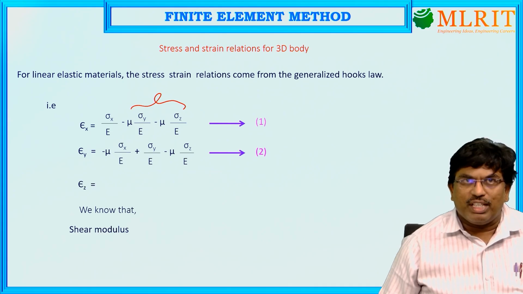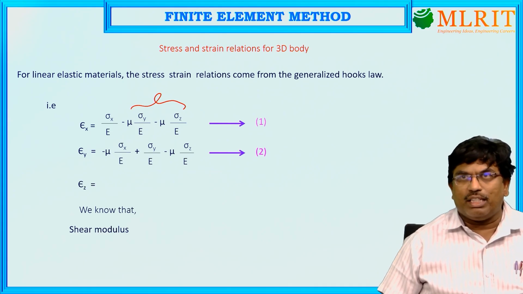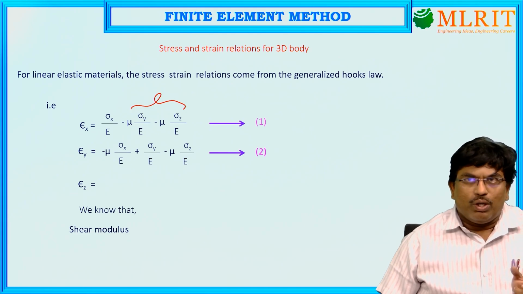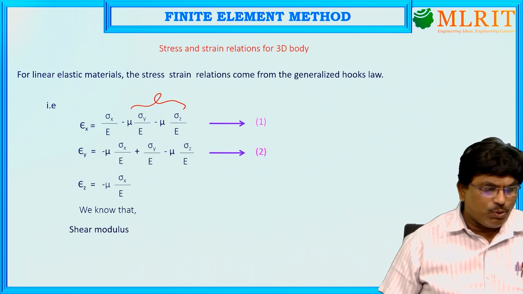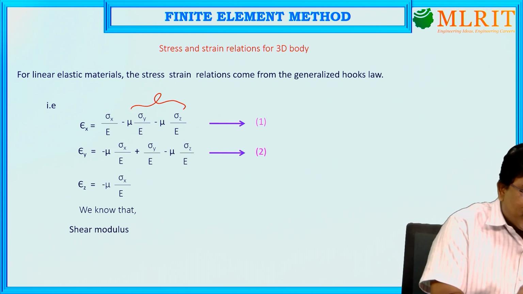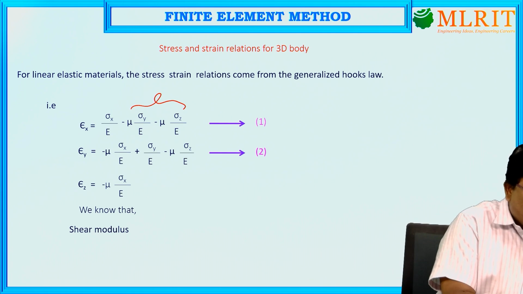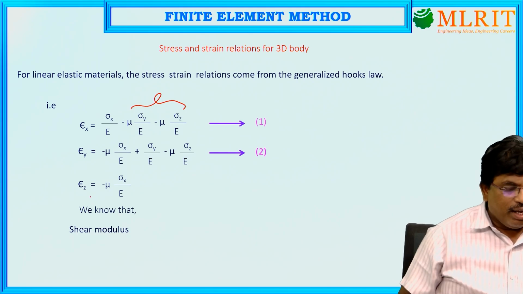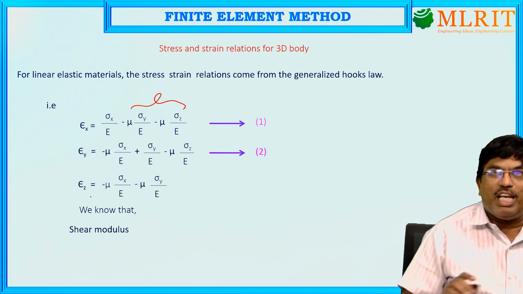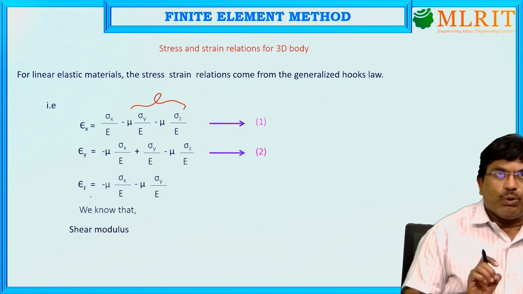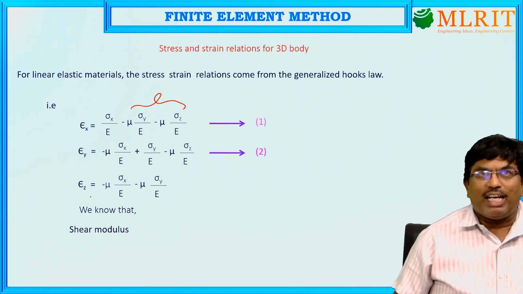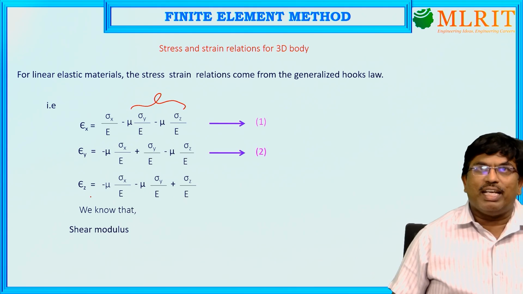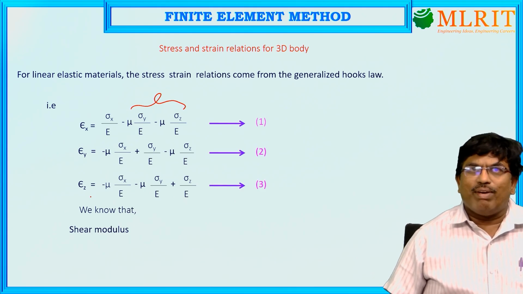Similarly, epsilon z is the strain acting in the z direction. It also contains two lateral strains and one longitudinal strain. The first is minus mu into sigma x by E, a lateral strain due to the load acting in the x direction but the strain acting in the z direction. The next is minus mu into sigma y by E, also a lateral strain, due to the load acting in the y direction but the strain acting in the z direction. The last one is the longitudinal strain, sigma z by E. So this is equation number 3.